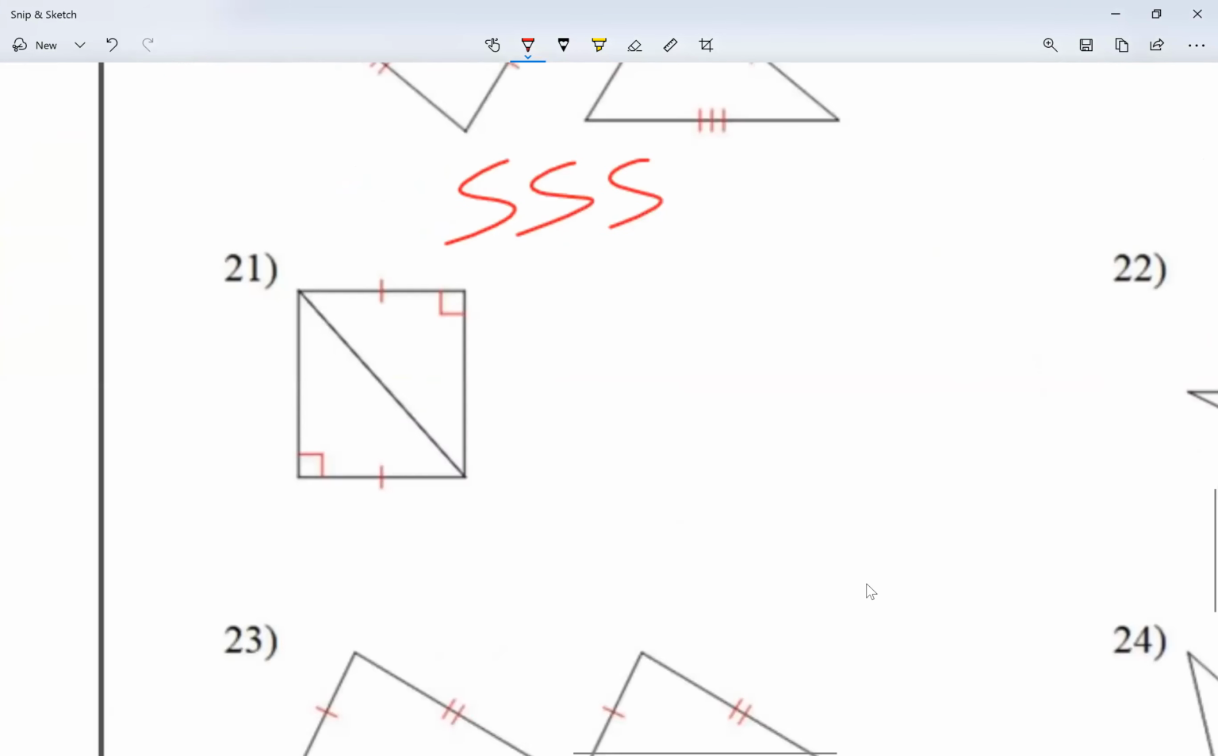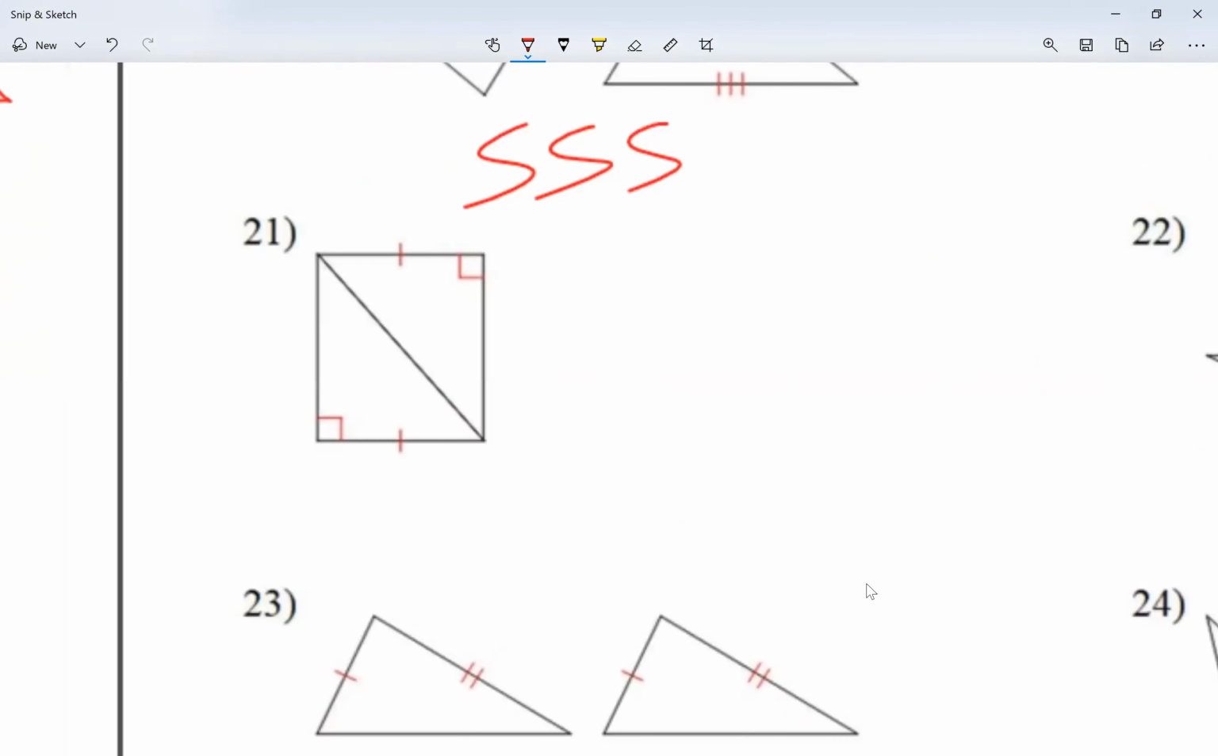All right, let's take a look at number 21. To begin with, I'm gonna mark this side with two slashes. Remember, when there's two triangles that use the same side, I can just mark it because the side of one triangle is equal to that side of the other triangle, right? It is the same side. So focus on one triangle.